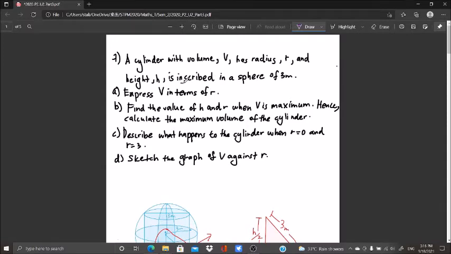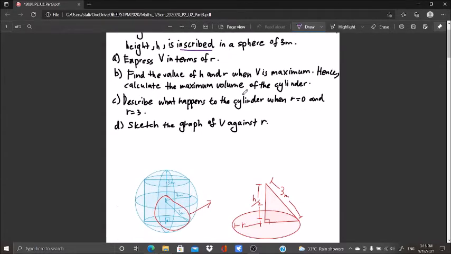What is inscribed? Inscribed means that the edge of the cylinder precisely touches the internal surface of the sphere. That is the meaning of inscribed. This is the same as what I mentioned in my introduction video. We need to understand what is hinted at by the question. So the term inscribed means touching the internal surface of the sphere.